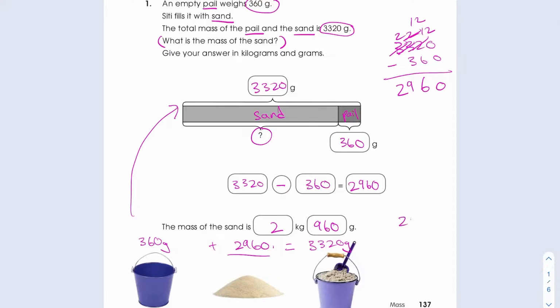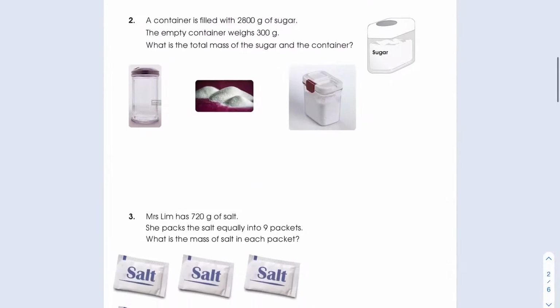We can take 2960 plus the 360. When you add these two together, do you get this? So this is 0, 12, 3, and 3, correct. Okay, so this answer is 2 kilogram, 960 gram. Moving on to question 2.